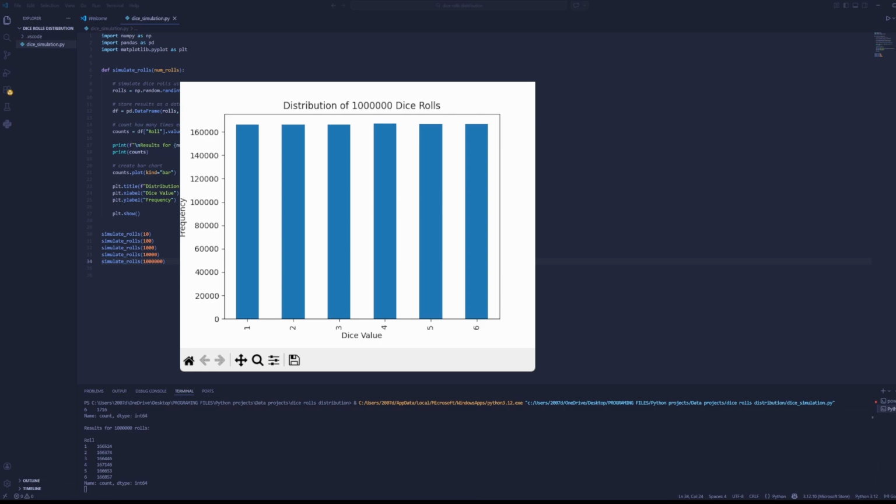This doesn't mean that randomness disappears, it just means that each individual roll is still completely random. But what the law of large numbers tells us is that when we observe a large number of trials, the overall pattern begins to reflect the true underlying probabilities. So even though this experiment was simple, it demonstrates one of the most fundamental ideas in probability.